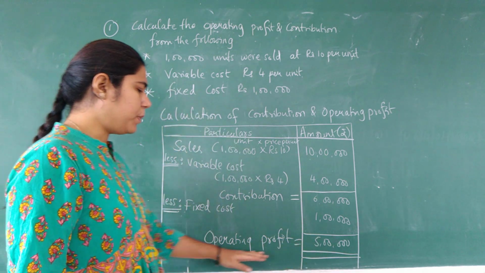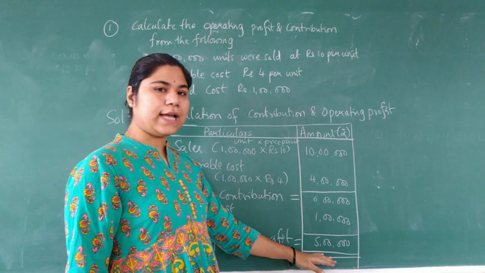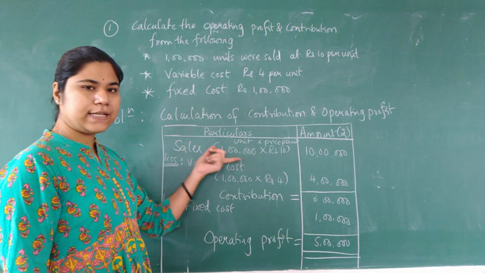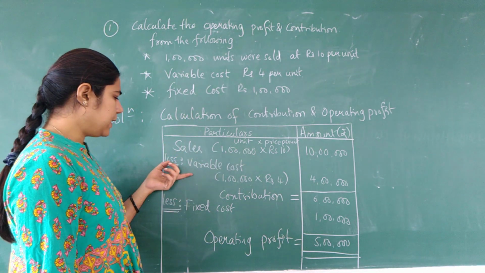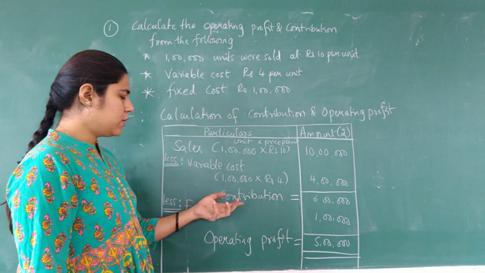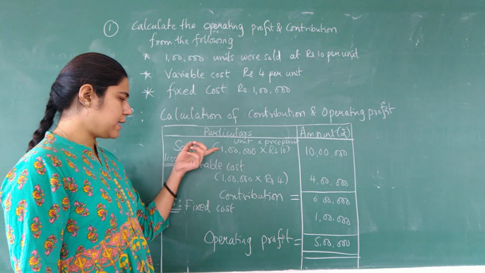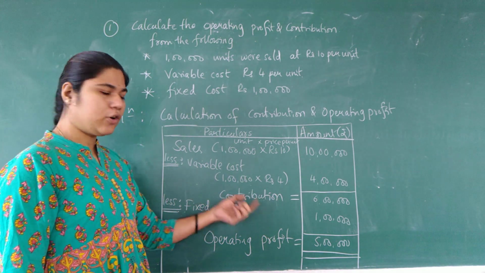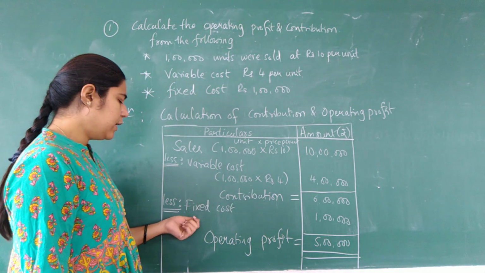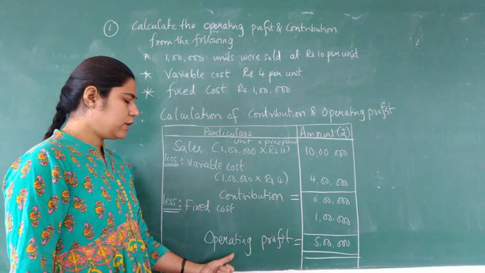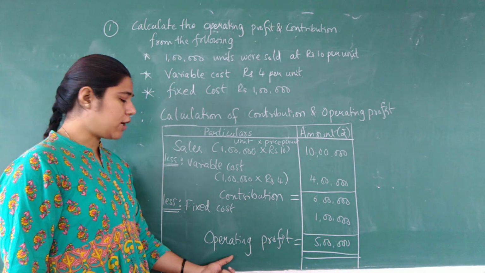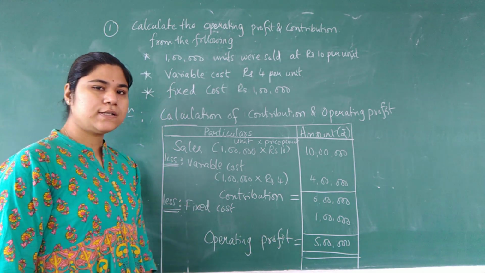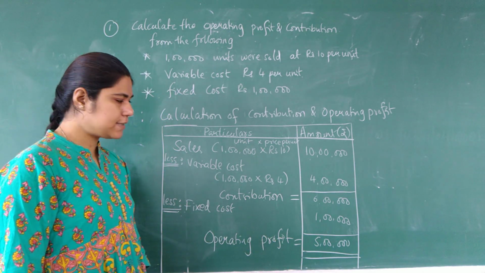So how did we calculate this operating profit? We took first the sales value. From that we deducted the variable cost. The difference of sales minus variable cost gave us the contribution. Again from the contribution we deducted the fixed cost. So lastly we got the operating profit as 5 lakh. So hope you understood the problem. Is it?